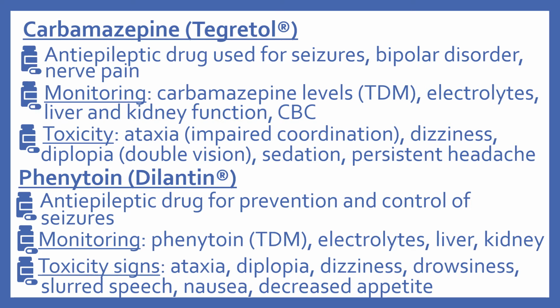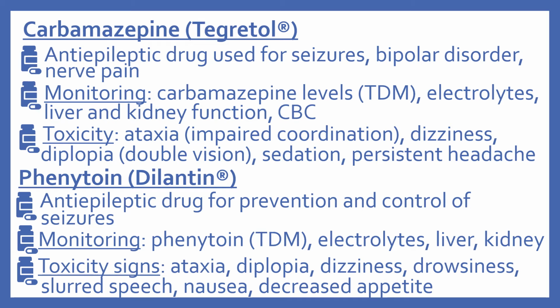Next is carbamazepine. Brand name is Tegretol. Carbamazepine is an anti-epileptic drug used for seizures, bipolar disorder, and nerve pain. Monitoring includes carbamazepine levels, the therapeutic drug monitoring, electrolytes, liver and kidney function, and also CBC, or complete blood count. Toxicity with carbamazepine can include ataxia, which is impaired coordination, dizziness, diplopia, which is double vision, sedation, and persistent headache.